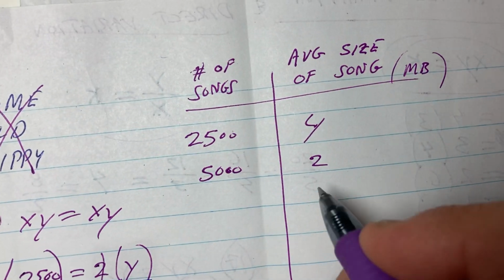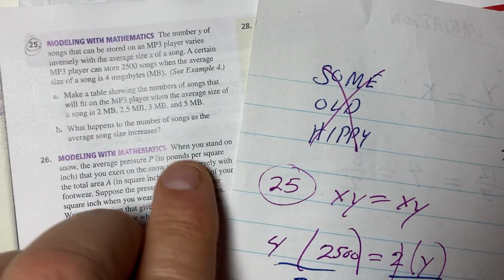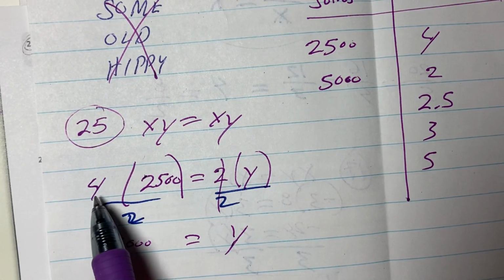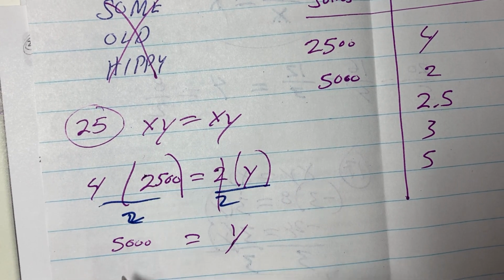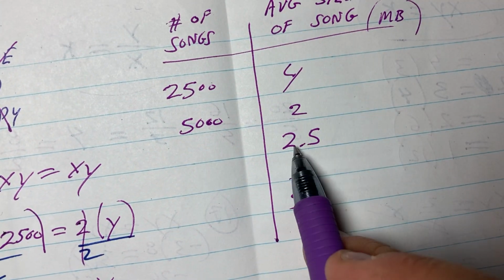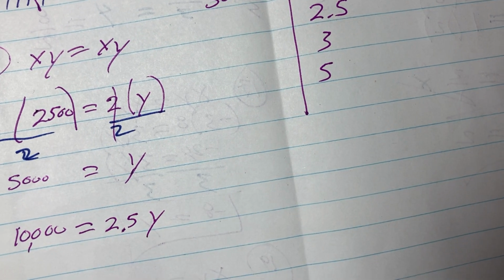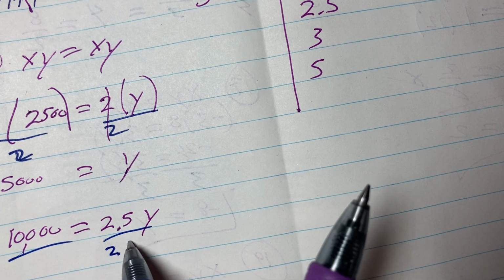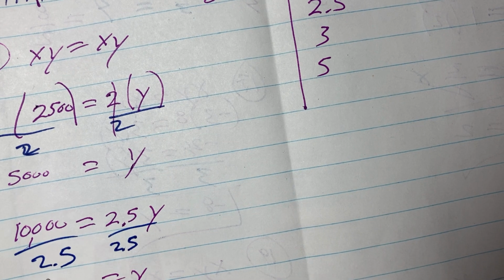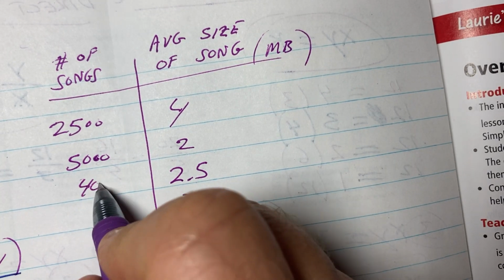Next, we have 2.5, 3, and 5. So do this again. This times this is 10,000: 4 times 2,500 is 10,000. And when it's 2.5, 2.5 times y equals 10,000. Divide both sides by 2.5 and you get 4,000.